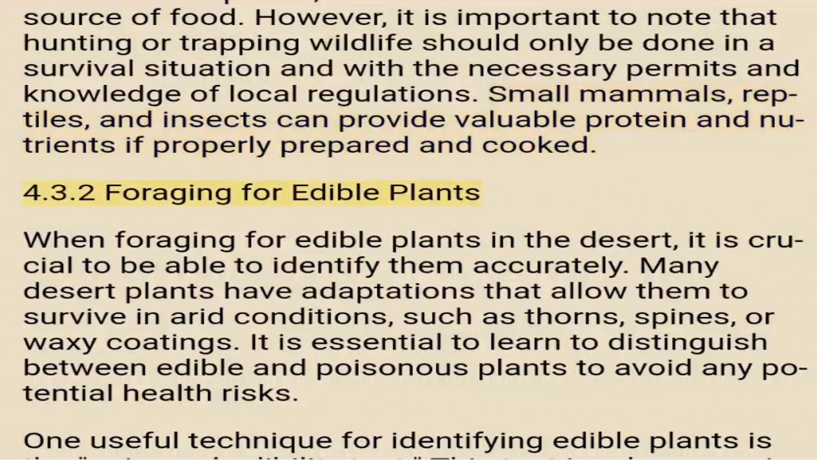4.3.2 Foraging for edible plants. When foraging for edible plants in the desert, it is crucial to be able to identify them accurately. Many desert plants have adaptations that allow them to survive in arid conditions, such as thorns, spines, or waxy coatings. It is essential to learn to distinguish between edible and poisonous plants to avoid any potential health risks.